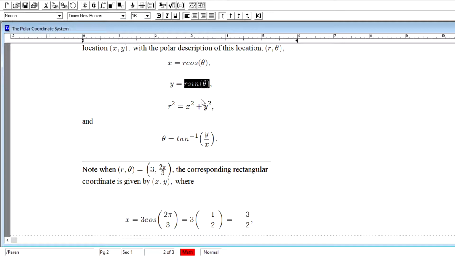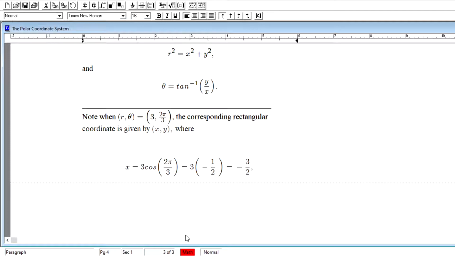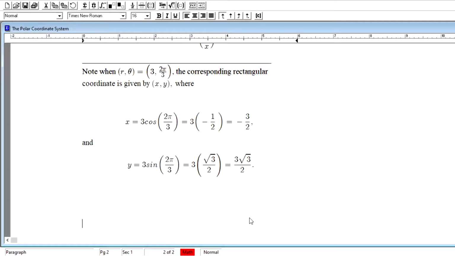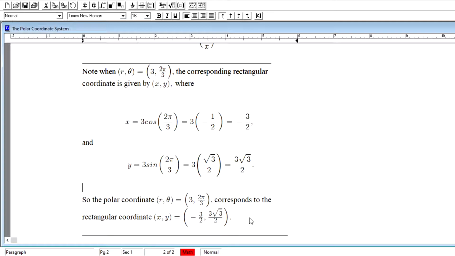And y would come from the formula r sine theta. 3 times the sine of 2 pi over 3. And the sine of 2 pi over 3, well, that's what? Square root of 3 over 2. So y's value would come from just 3 times the square root of 3 over 2, which would be 3 root 3 over 2. All right? And that description given by that polar coordinate r comma theta equal to 3 comma 2 pi over 3 would actually correspond to the rectangular coordinate negative 3 halves comma 3 root 3 over 2.